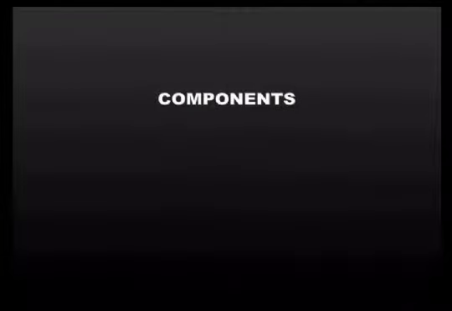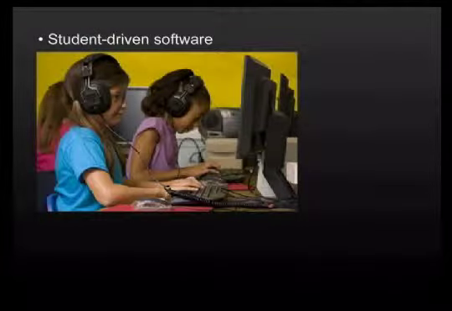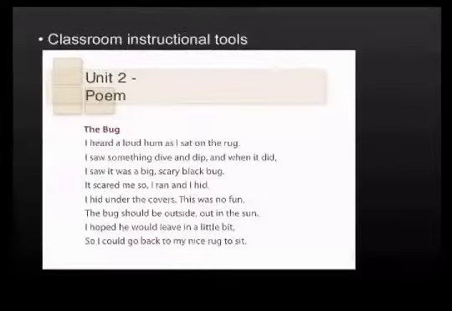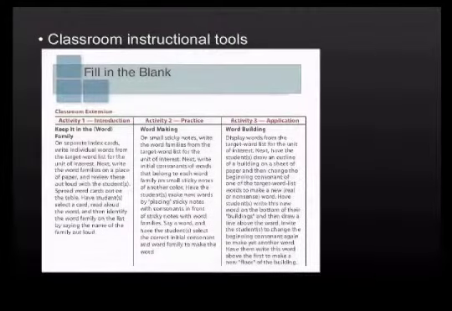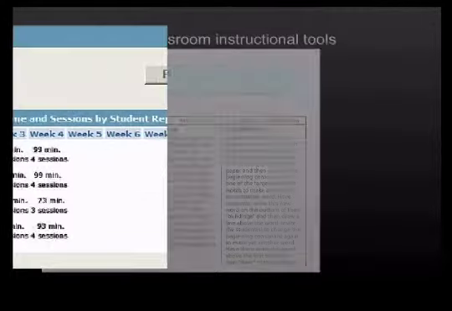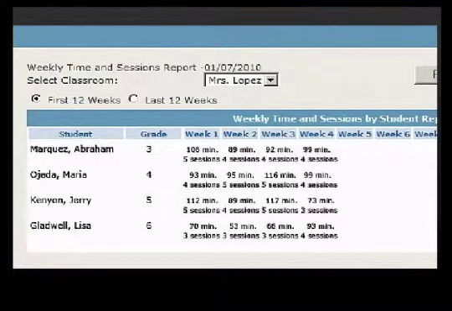Access Code has several components, including student-driven software, classroom instructional tools in the form of poems, passages, and classroom extension activities, and tools for teachers, including reports, a teacher's guide, and email updates and alerts.